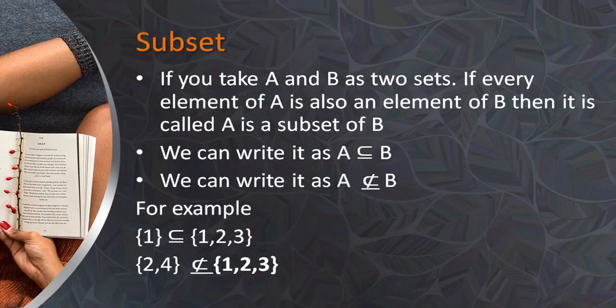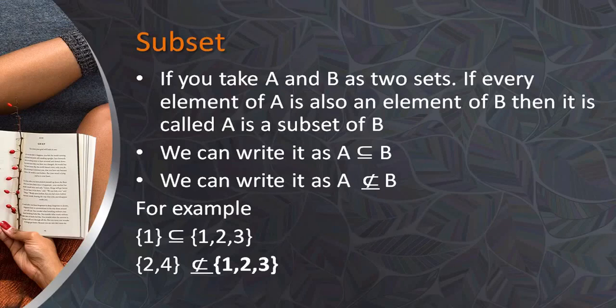Now the eighth one, subset. If you consider two sets A and B, if every element of A is also an element of B, then it is called A is a subset of B. We can write it as A ⊆ B. If A is not a subset of B, we can write it as A ⊄ B. If A is a subset of B, then n(A) will be definitely less than or equal to n(B) because the set B will be having more elements than set A.